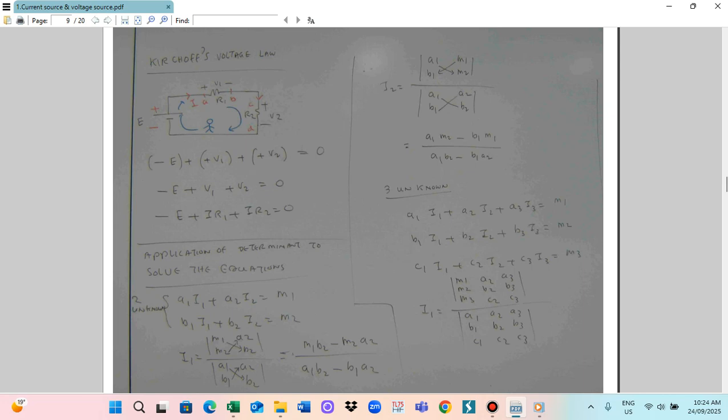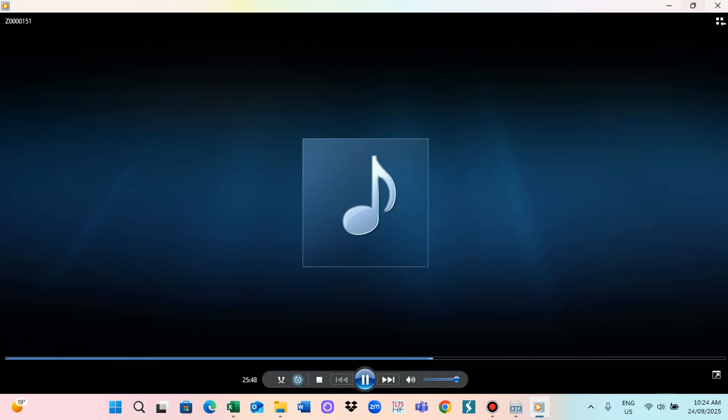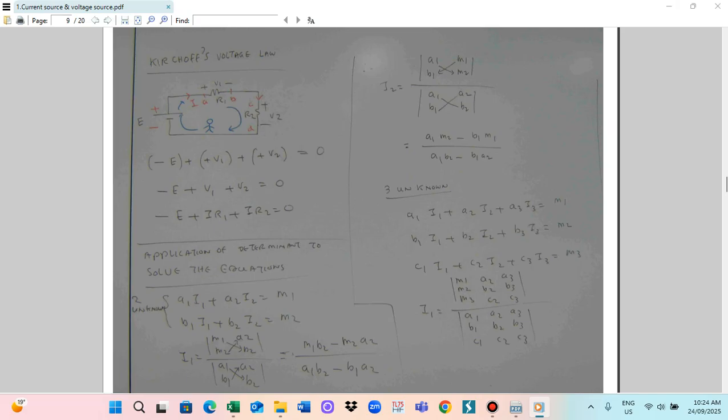So this is the equation for the voltage law: minus E plus V1 plus V2 equals 0. V1 has resistance R1 and current I, so I multiplied by R1 is V1. Similarly, V2 has current I and resistance R2, so I multiplied by R2 is V2. That gives E equals IR1 plus IR2. So this is the basic principle to solve the closed network.